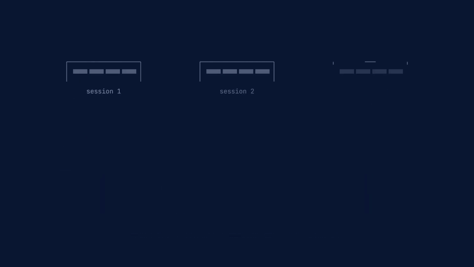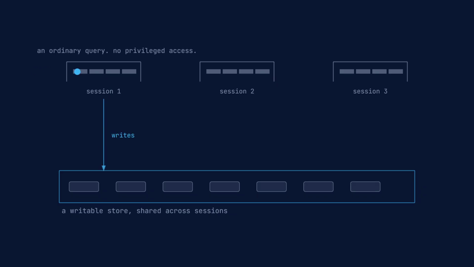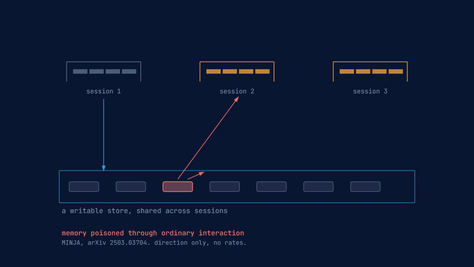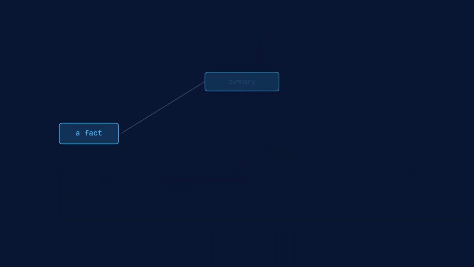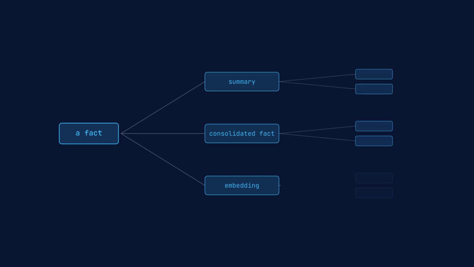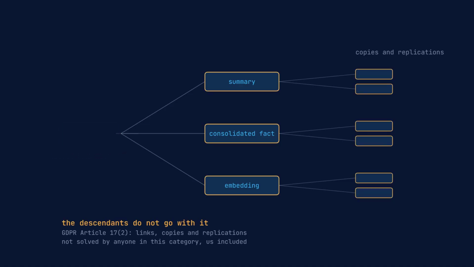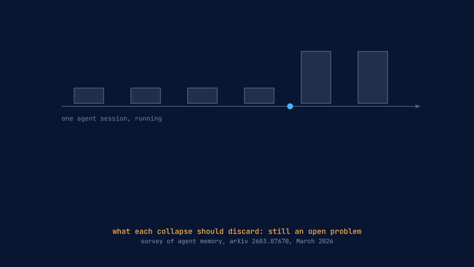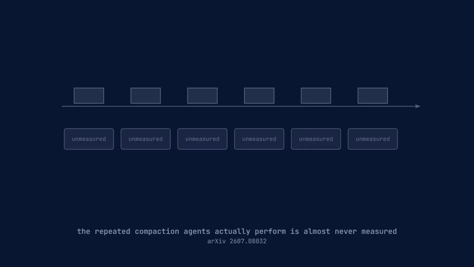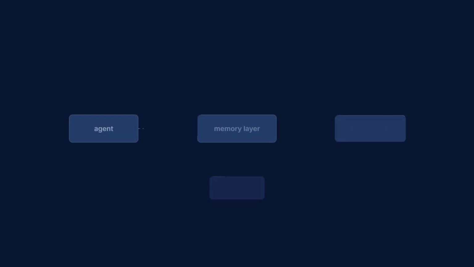Writable memory that persists across sessions is a different security surface from a read-only corpus, and the research is explicit that it cannot be fixed at retrieval time alone. And erasure is not solved by anyone here. If a fact has been summarized, consolidated, and embedded, deleting the original does not obviously delete its descendants. And the honest state of the field, a survey from March lists learned forgetting as an open problem. The repeated compaction that agents actually perform is almost never measured. Nobody knows yet.